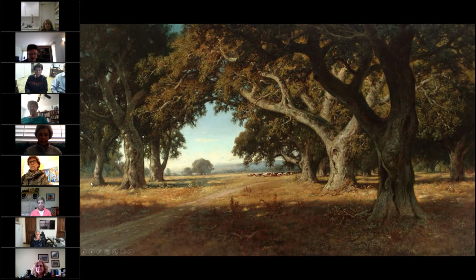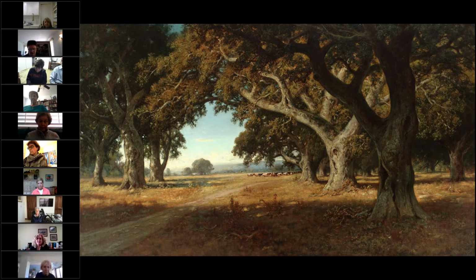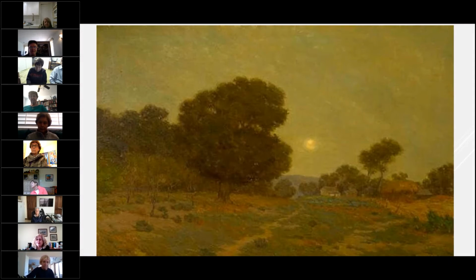So this is about 30 years later, and this is the same artist. This is William Keith. So the first slide was 1875. This is 1908. Next slide, please. So this is Granville Redmond, and this is 1910. So by this time, the influence of French Impressionism starts to show up here in California. The forms are less photographic, and the artists began using a brighter, lighter color palette.